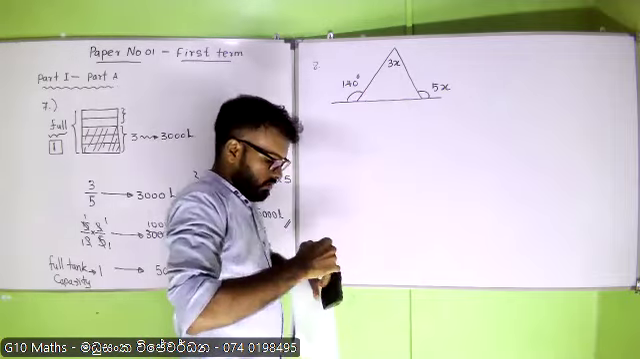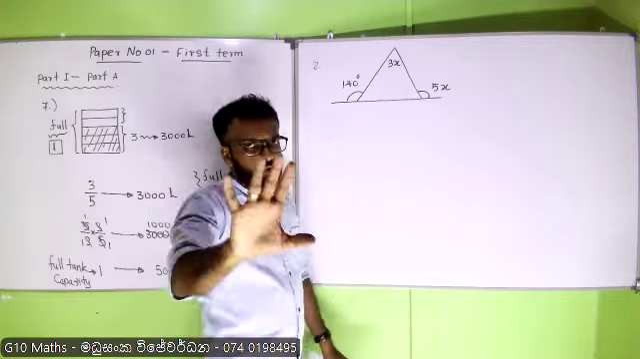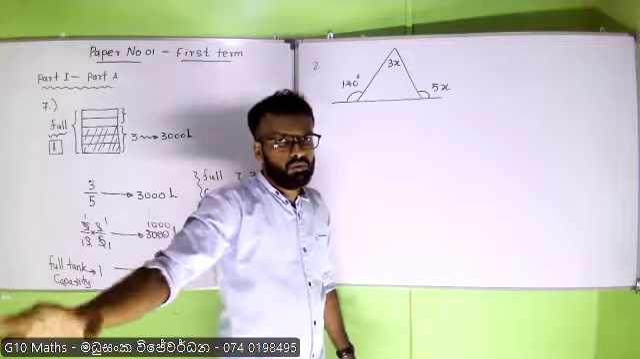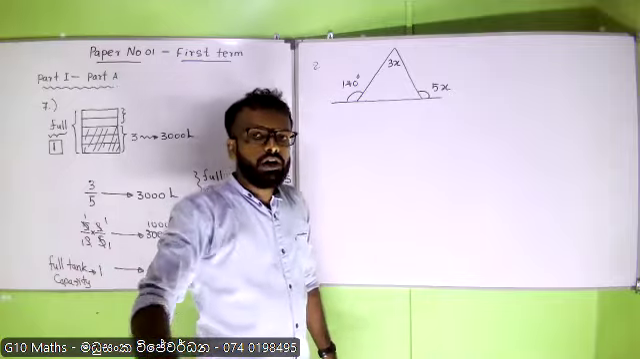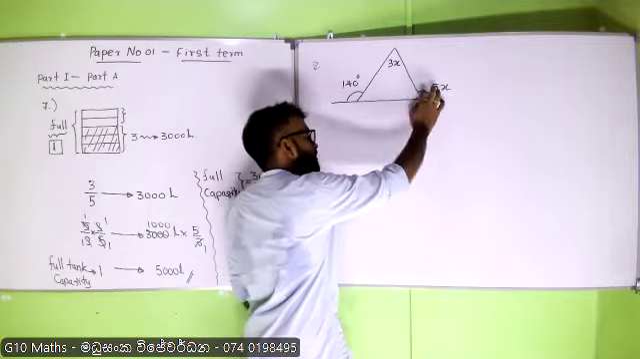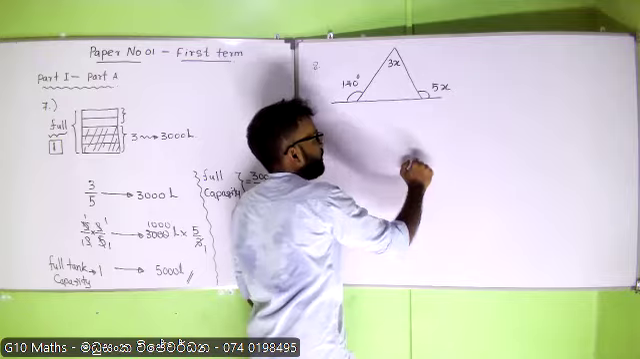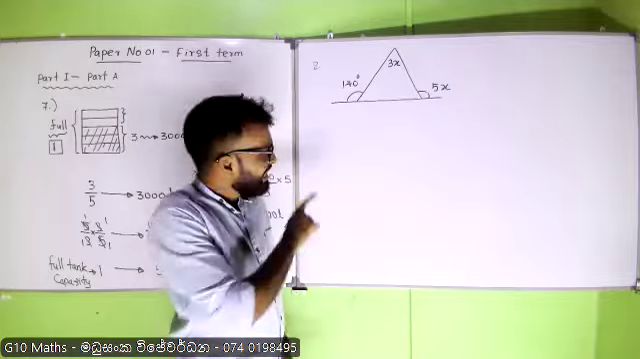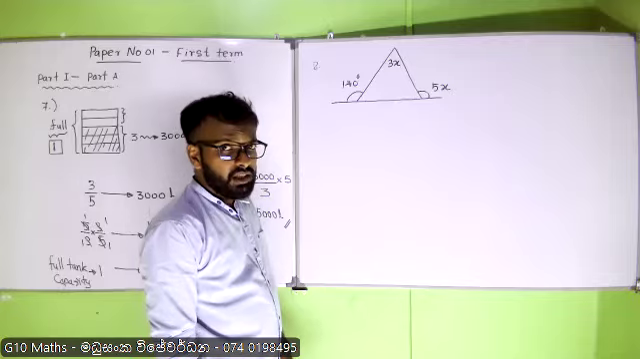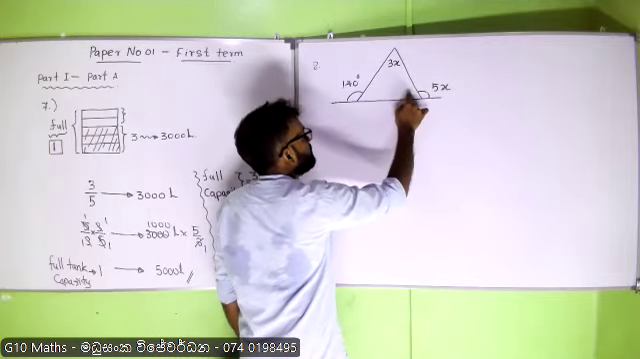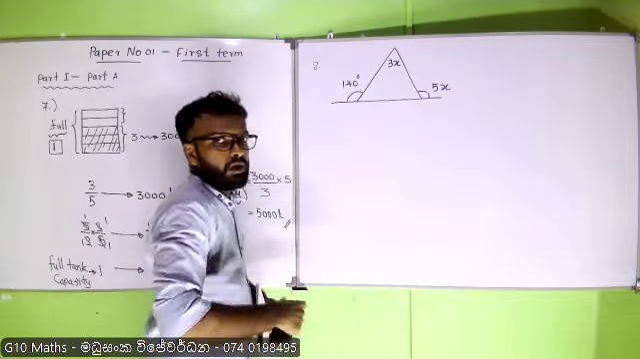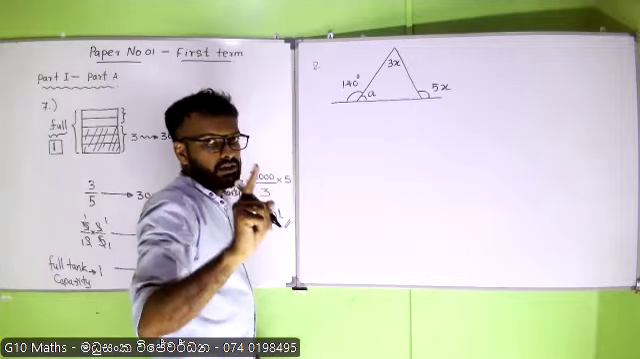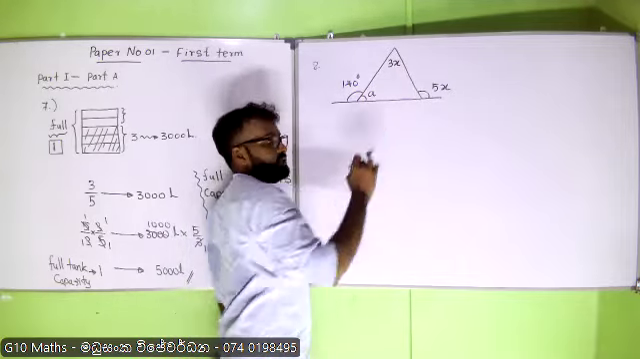Now, by looking at this figure, you do not know how to find the value of x. You have no idea. But when you see this 5x, you know something. That is an exterior angle of the triangle. What are the two opposite interior angles? 3x and this. But you do not know the value of this, so I will take this as A. So then you can write A plus 3x equals 5x.